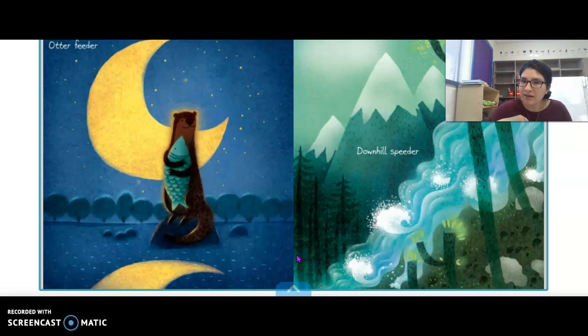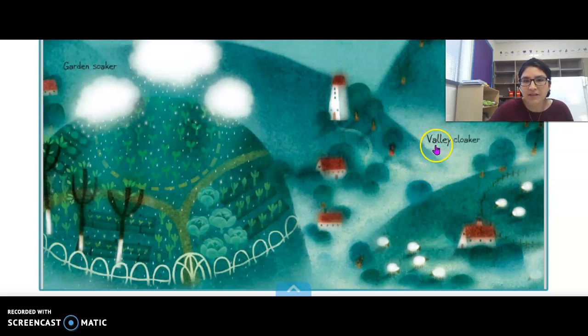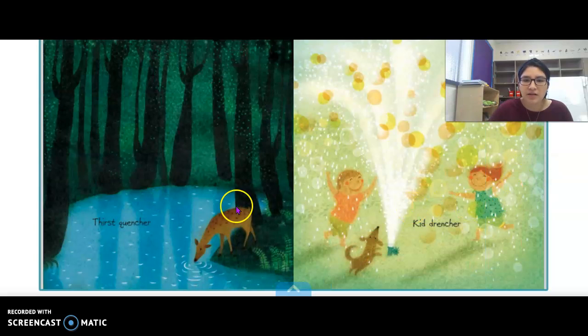Water does go downhill, and when it goes downhill, it is very fast. Otters do need water to get fish, their food. So these are real things. Garden soaker, so when it rains and the water's coming down, it soaks the garden. So this is real information. Thirst quencher, so whenever different animals need water, they can go to a little pond or lake and they can get water for their thirst, right? Okay, so this is just another example of narrative nonfiction.